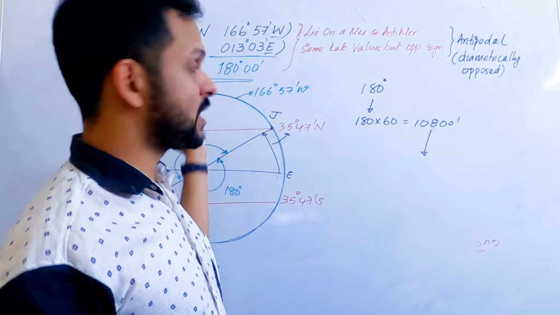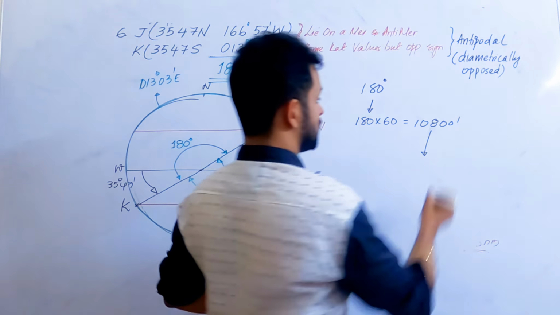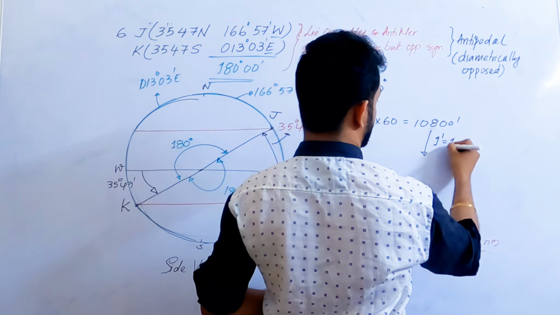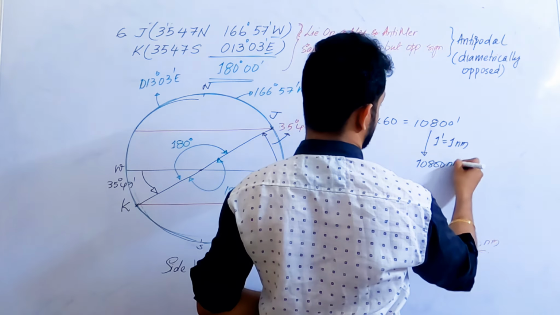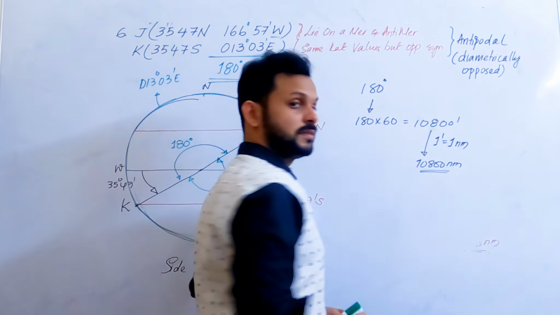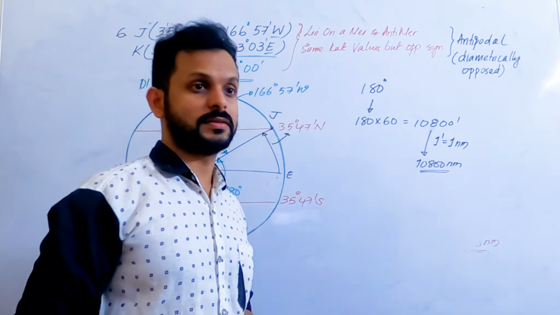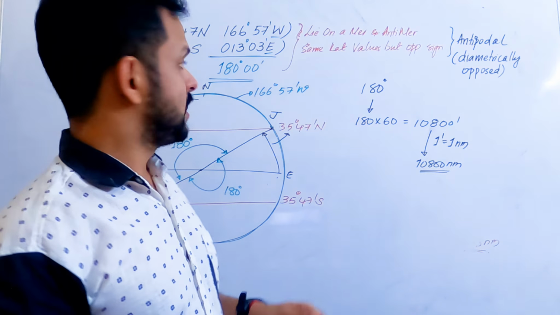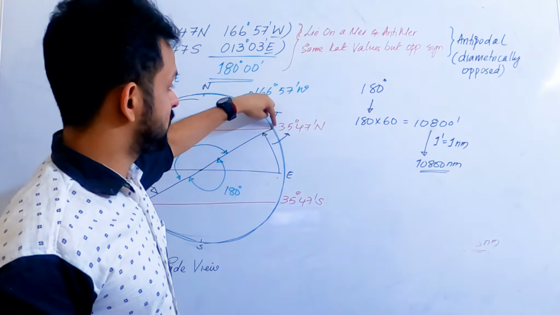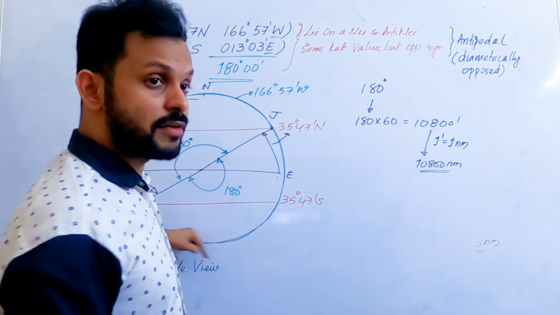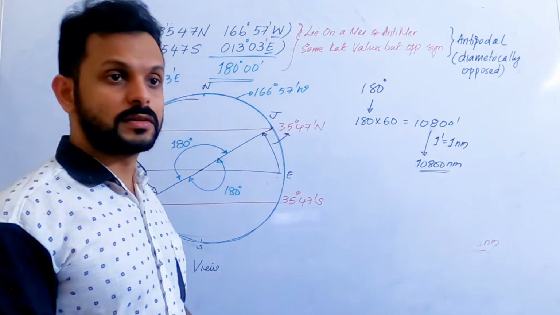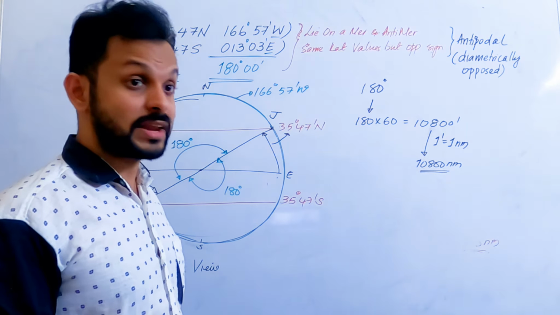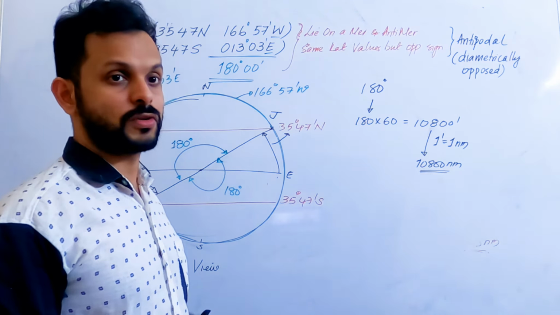Now we'll pause and see whether the 1 minute to 1 nautical mile conversion is possible. Yes, because we are tracking along the meridians, right? Therefore 1 minute is equal to 1 nautical mile, so it is 10,800 nautical miles. You can probably remember this number. What is that? You are actually covering half the earth, an average distance of 10,800 nautical miles.